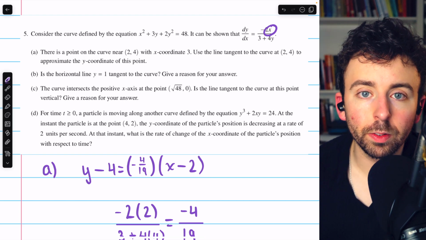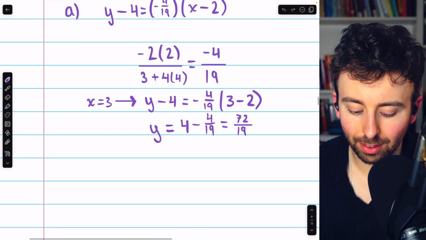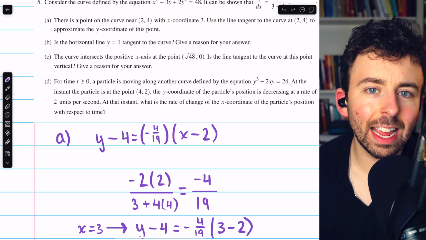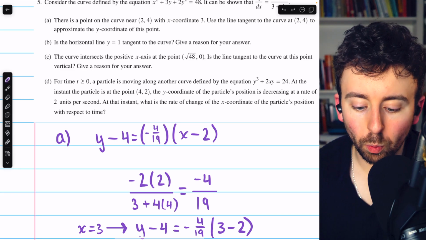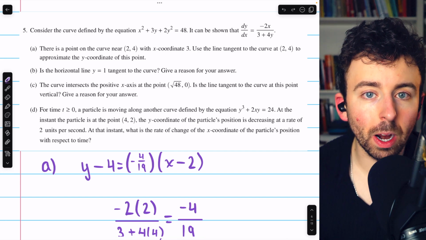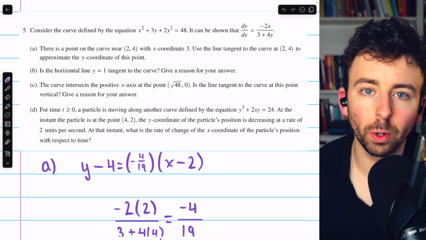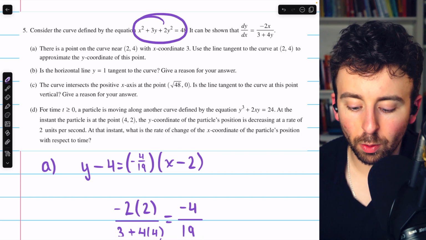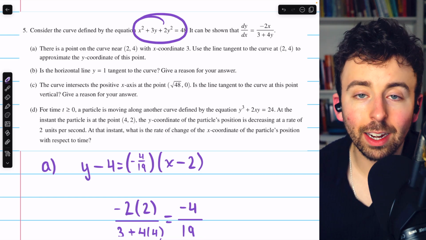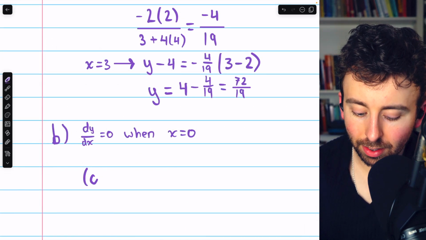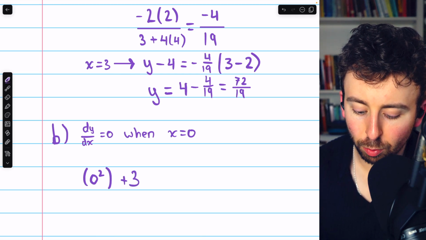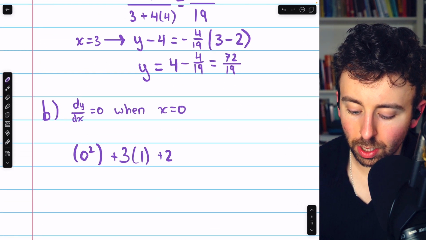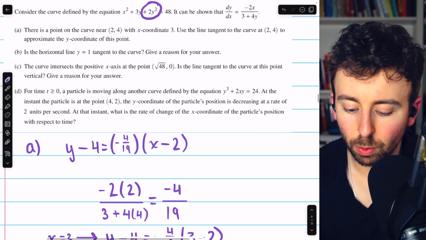So the slope of the curve is only 0 when x is 0. That means that if this horizontal line, y equals 1, is in fact tangent to the curve, then it must be that when y equals 1, x is equal to 0. Because when x equals 0, the slope is horizontal, or the slope is 0, so the tangent is horizontal. So let's plug in x equals 0 and y equals 1 into the equation and see if it satisfies the equation. We have x squared, which is 0 squared, plus 3y, so 3 times 1, plus 2y squared, so plus 2 times 1 squared, and this equals 48.